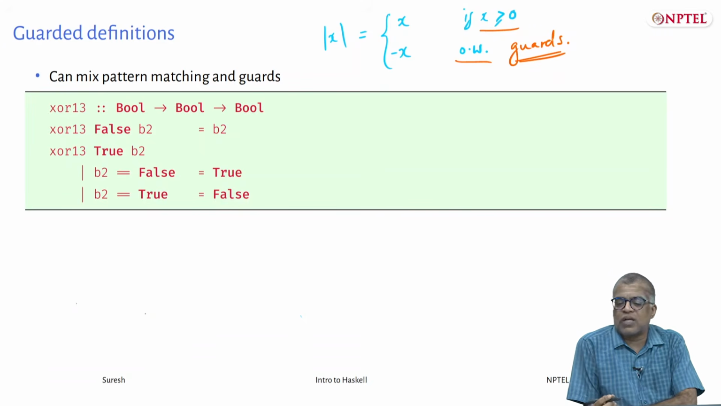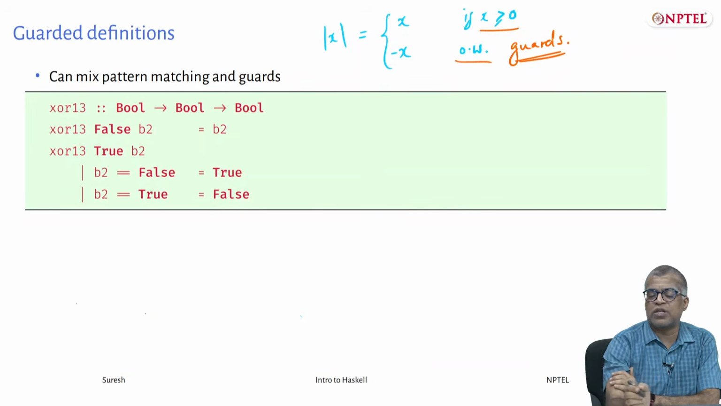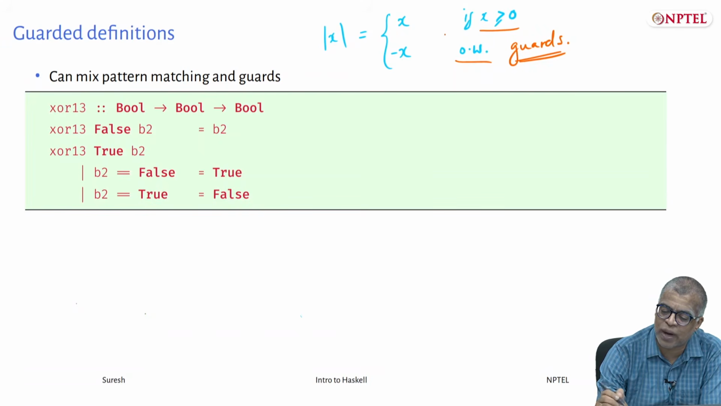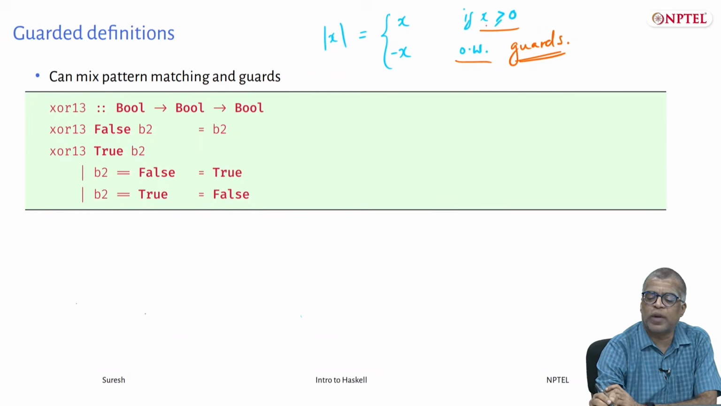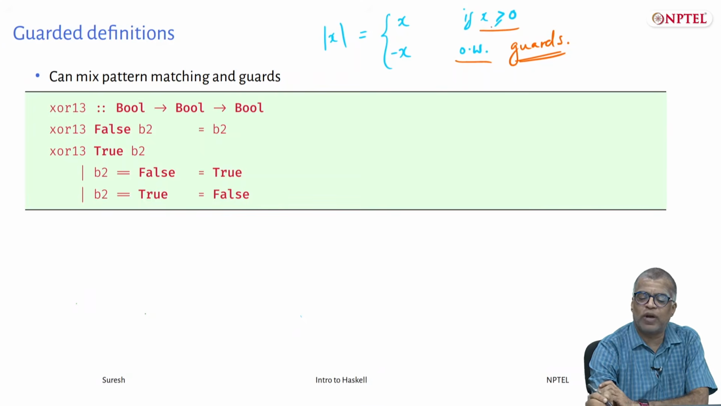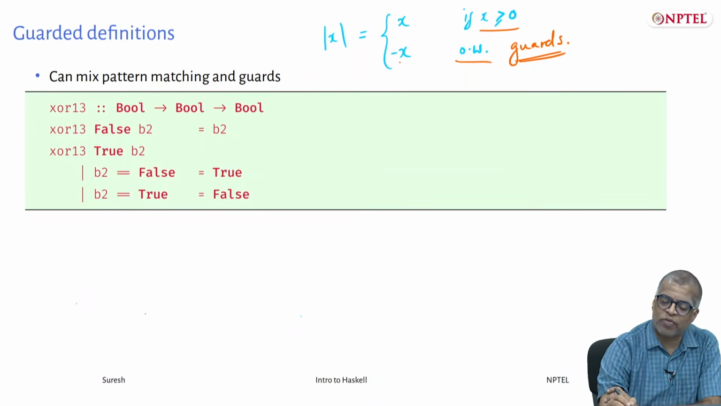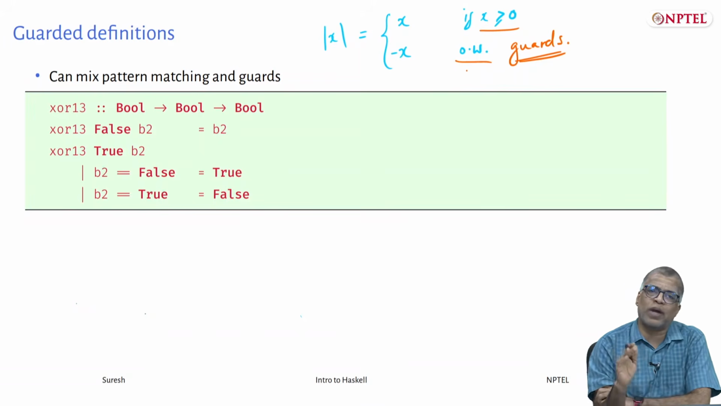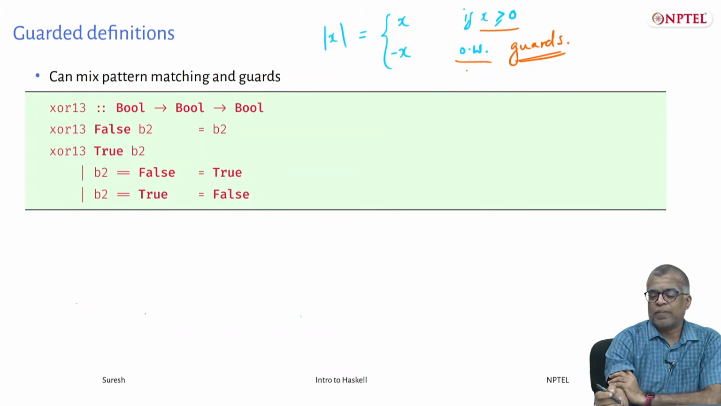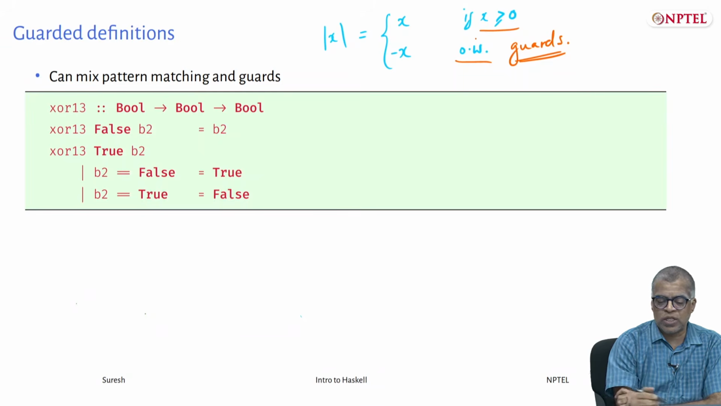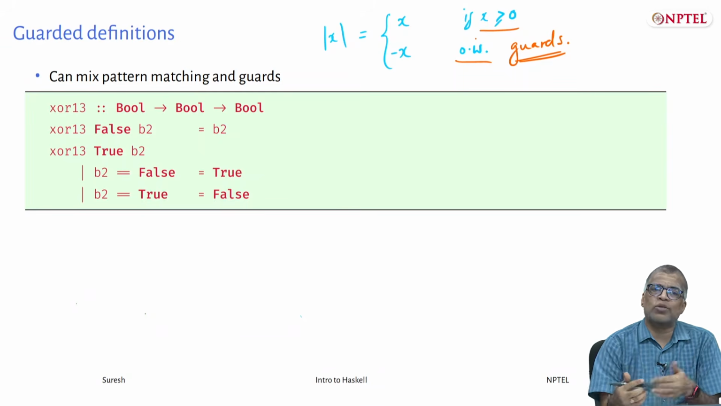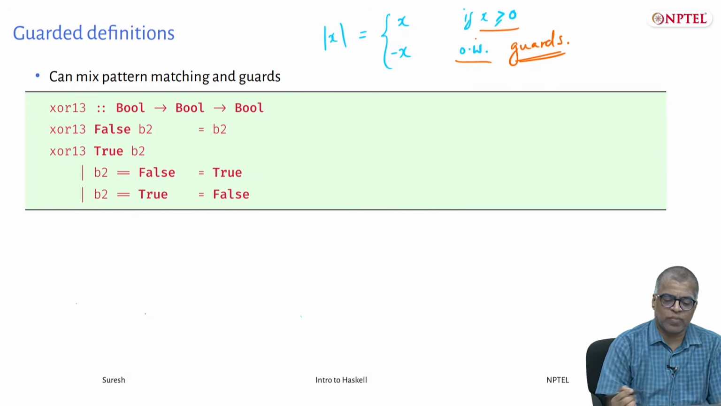Why are they called guards? Because they guard when this definition will apply. This particular case of the definition will apply if this particular condition is fulfilled, and the next line of definition will apply if that condition is fulfilled. Okay. So this is what you mean by guarded definition. And just like in mathematics, you can write definitions like this. You can directly write such definitions in Haskell, and you can also mix them with pattern matching, right?